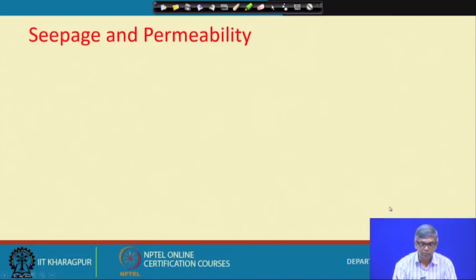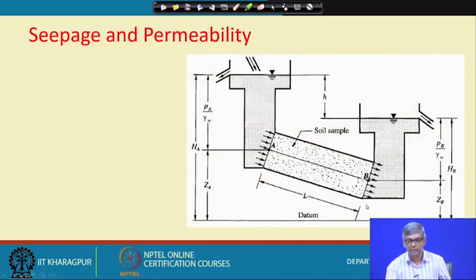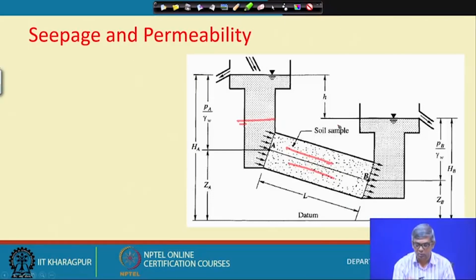Now, let me go to the next. This is how to calculate the head, as shown in this figure. Suppose this is the soil mass through which water flow is taking place, and if the total head at this point and the total head at this point are equal, if I lower this tank to this height, then there will not be any flow through it.